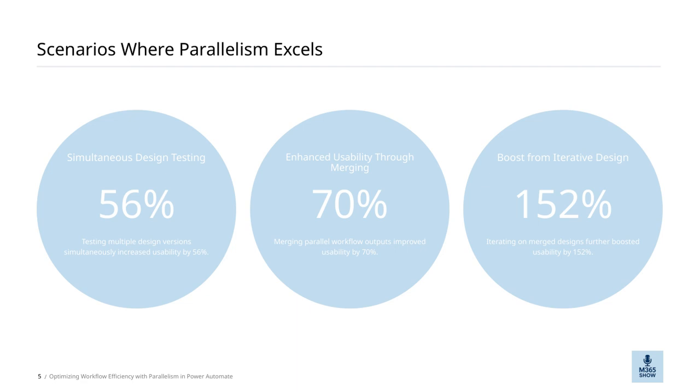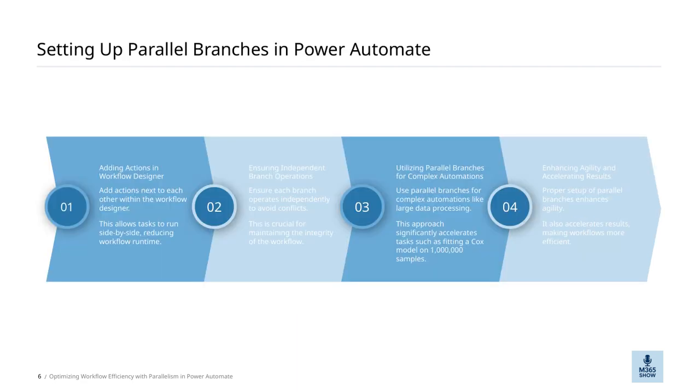innovation in automation. Let's take a closer look at setting up parallel branches in Power Automate to boost workflow efficiency. First, you add actions next to each other within the Workflow Designer. This setup allows tasks to run side by side, which can significantly reduce the overall runtime of your workflow. It's like having multiple processes working in parallel rather than sequentially.